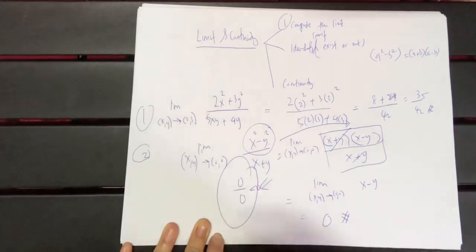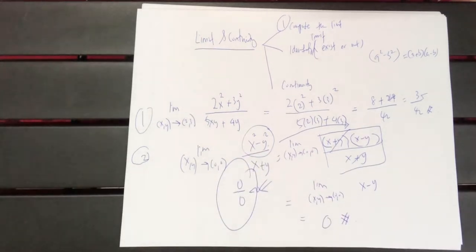Tapi the way how you write is wrong. The concept is totally wrong. We cannot divide any number by 0. Okay, cannot divide by 0. You faham tak maksudnya bahagi kosong tu? Dari sekolah rendah kita dah belajar.